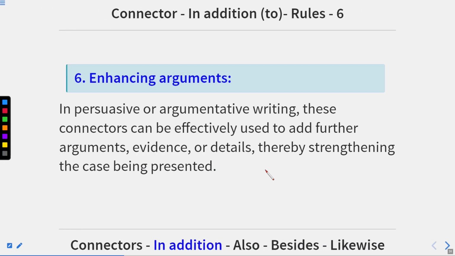Now, enhancing arguments. In persuasive or argumentative writing, these connectors can be effectively used to add further arguments, evidence, or details, thereby strengthening the case being presented. So this is very, very important, that it strengthens the point that we have already presented. Just to make our speech persuasive, we use these phrases, because these phrases are very effective there.